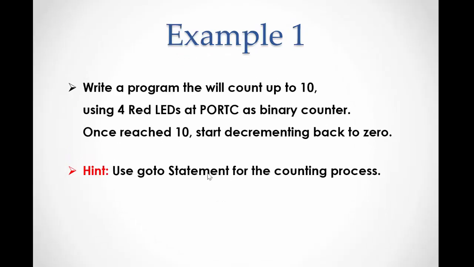And we will use a go to statement for the counting process. I know we can use a for loop, but for the sake of simplicity I will use a go to statement. Then I will repeat the above operation for infinity, which means once I count from 0 up to 10, then once I reach 10 I will go down to 0, then I will start counting upward again and downward again and so on, and back and forth.